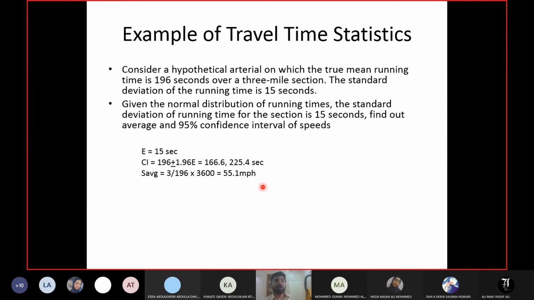Then to calculate the confidence interval of speed, I will divide the length with the confidence interval of running time. So to get the minimum speed, you divide by the higher value. To get the maximum speed, you divide by the lower value, and then again you multiply with 3600. So you have the interval here. The confidence interval of our speed is 47.9 and 64.8 miles per hour. So this is how you can use the travel time or the running time data to calculate the mean and the confidence interval of speed.